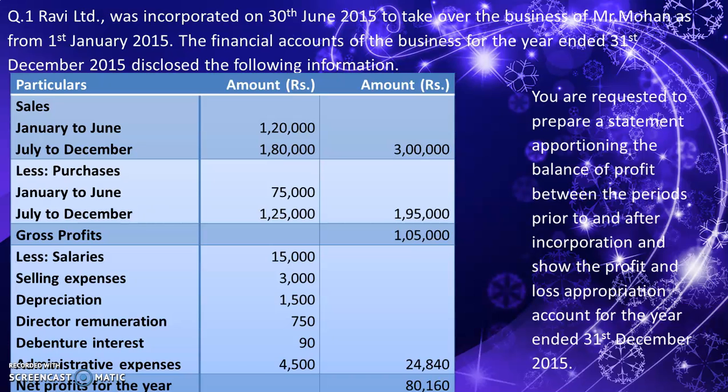Then purchases are given for two different periods, pre and post-incorporation. Gross profit is also given. So how is this gross profit found? This gross profit is found by deducting purchase from sales. So in the same way, for pre and post incorporation, we can deduct purchase from sale to find the actual gross profit during the period of pre incorporation and for the post incorporation. Followed by expenses are given, salaries.